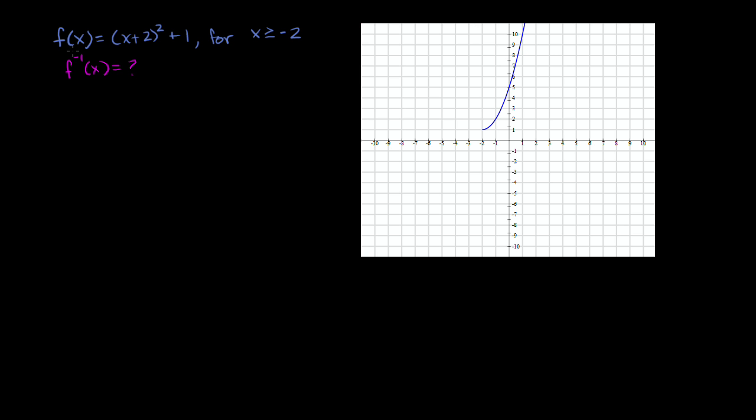We've got the function f of x is equal to (x plus 2) squared plus 1. And we've constrained our domain that x has to be greater than or equal to negative 2. That's where we've defined our function. And we want to find its inverse.